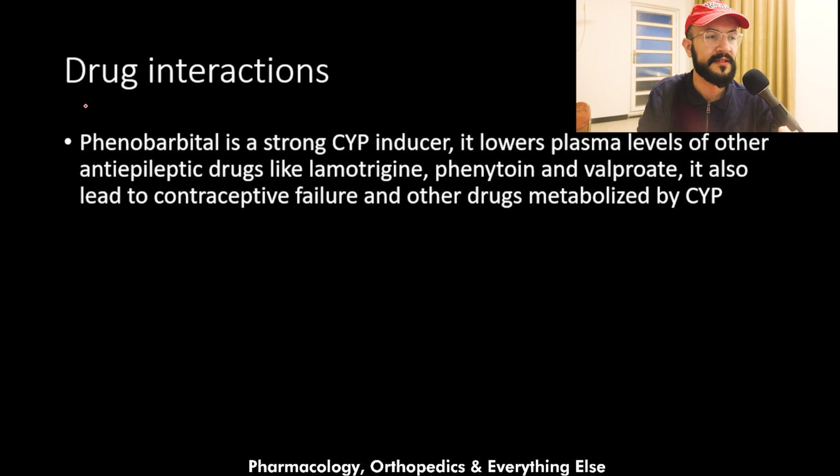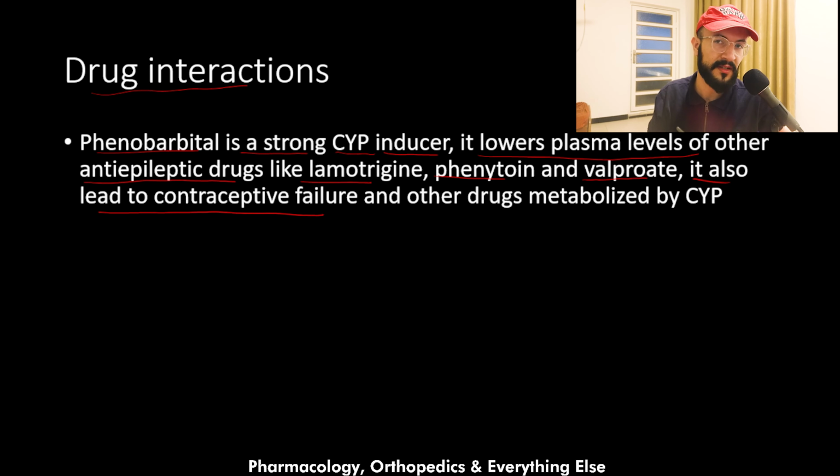Now let's talk about the drug interactions. So phenobarbital is a strong cytochrome P450 inducer. It lowers the plasma levels of other anti-epileptic drugs like lamotrigine, phenytoin, and valproate if the patient is taking them. And it also leads to contraceptive failure, so it lowers the levels of the contraceptive pills in the circulation, and of other drugs that are metabolized by the cytochrome P450 enzymes.